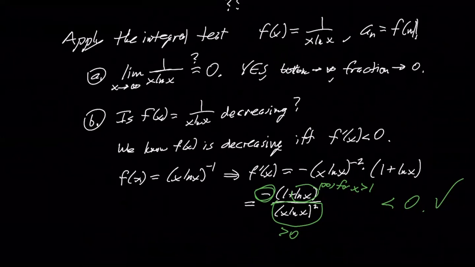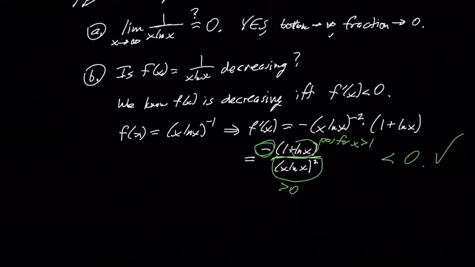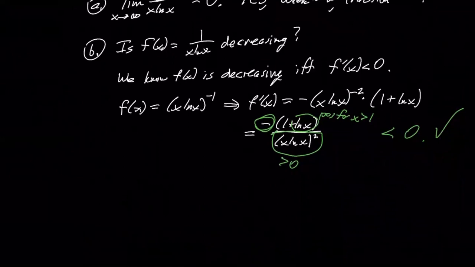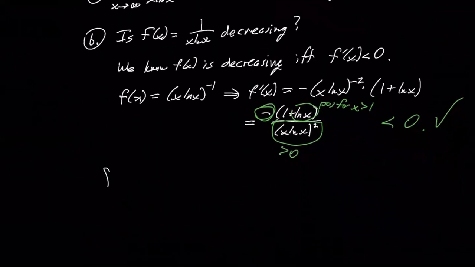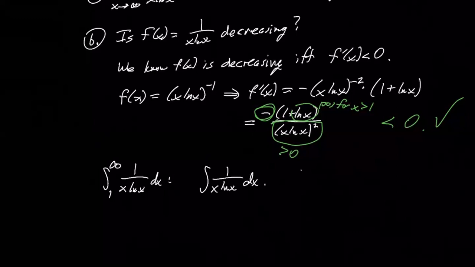It's not going to do this thing where we have little bumps that show up, or it's going up or down. The function is always going down. And so then we need to actually figure out the improper integral, because we know the integral test applies. So if we actually integrate this, well, before I even do that, let's just think about the indefinite integral. There's a nice u substitution here.